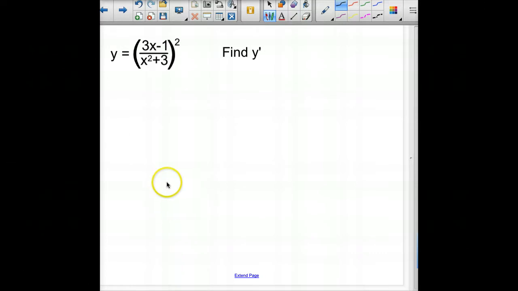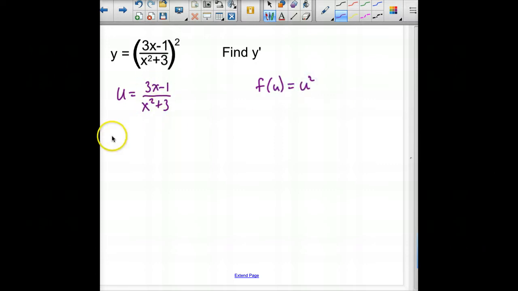If we have something like this, where we have a quotient inside of a power, then we have to do the quotient rule inside of the chain rule. So our inside function is 3x minus 1 over x squared plus 3. And the outside function is u to the second power.